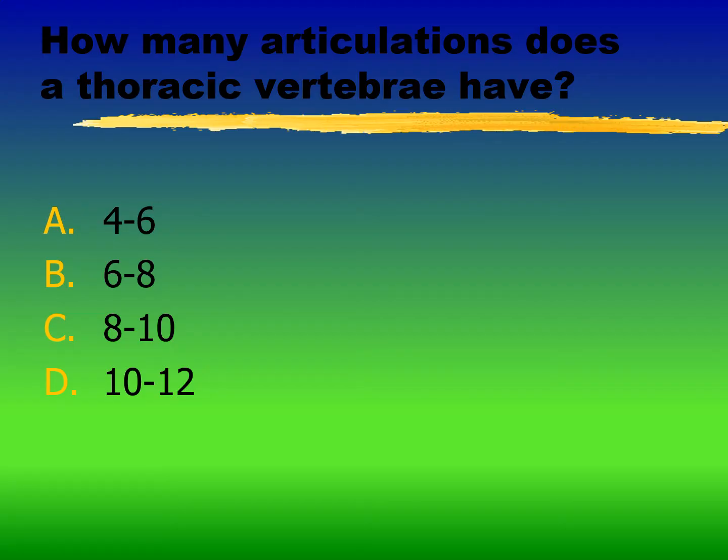Okay, this slide asks the question, how many articulations does a thoracic vertebrae have? 4 to 6, 6 to 8, 8 to 10, or 10 to 12? I ask this question because I want us to understand how complex sometimes a thoracic adjustment can be.